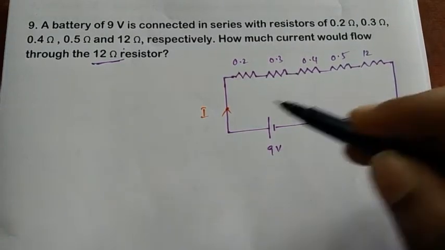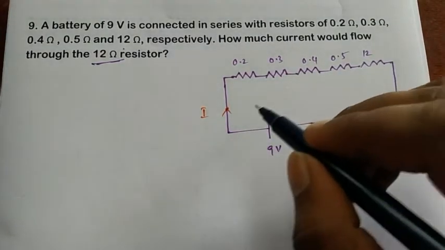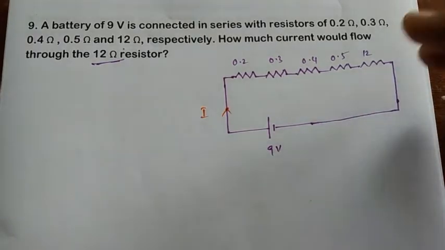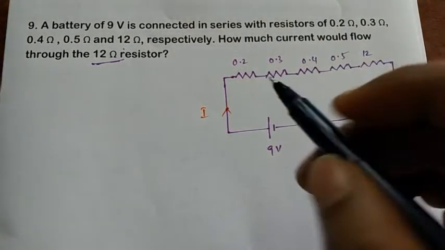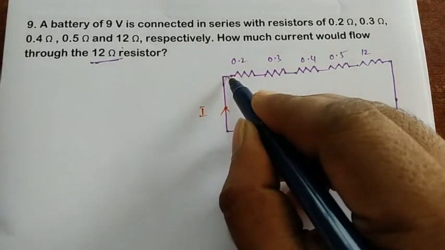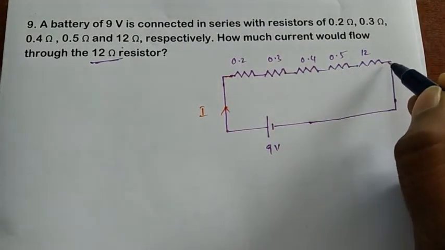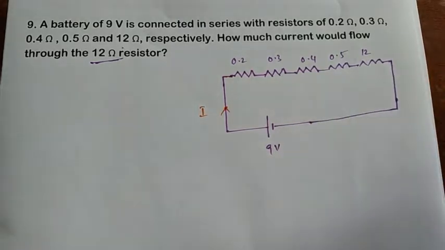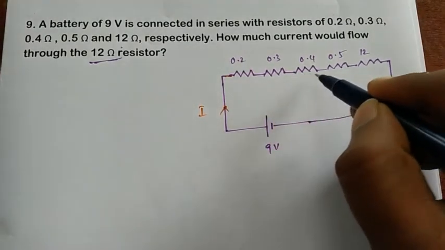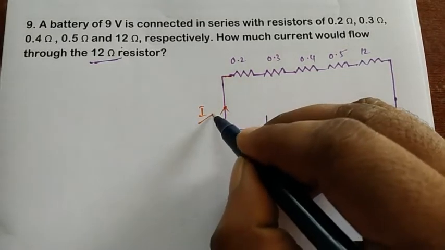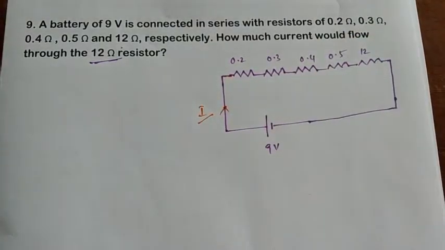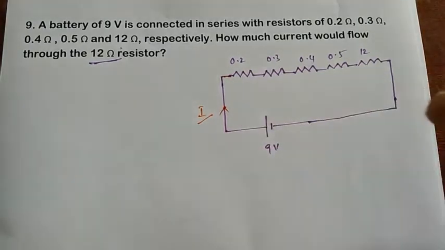First things first, this is a series circuit. In a series circuit the current is constant, voltage only divides. So whatever current is going here, the same current will flow in all the resistors. Here also the same current, here also the same. So the first thing I should find is I, because the same current is flowing. So how can you find I? That is the second question.